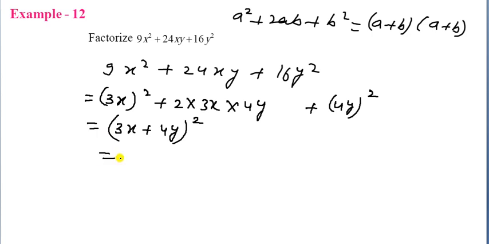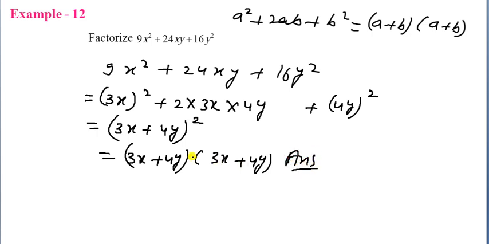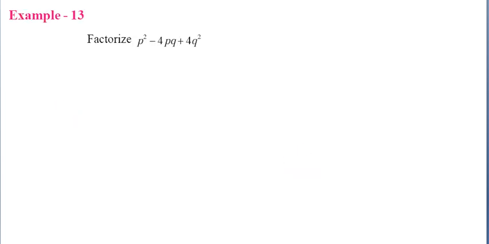So you have to write it 2 times. It is 3x plus 4y and the second one is 3x plus 4y. So that is the factor of this polynomial. That one is your answer. I think it's a very easy question. Let us factorize this one.